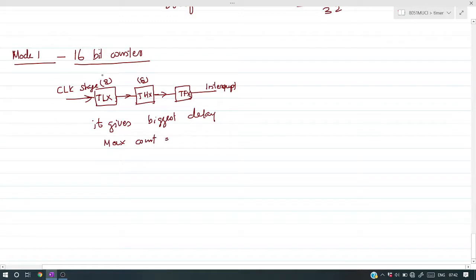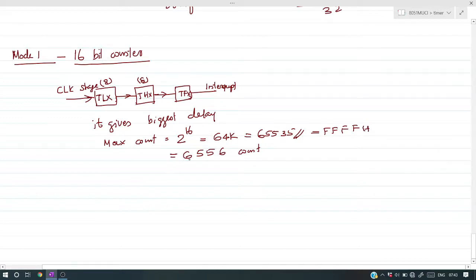what is the maximum count? Here 16-bit data is saved in the registers associated with the timers. So we can count up to 2 raised to 16, that is 64k counts are available, that is 65536 counts possible in total. So this number is 65535, that is FFFF. So including 0, we have a total count of 65536.